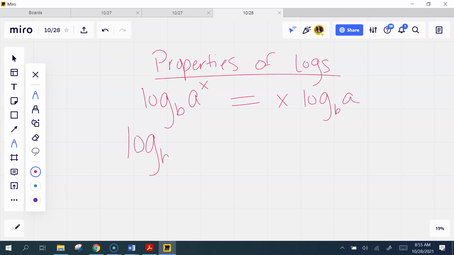If I am multiplying two things together that are both applied to this log, I can split this apart because logs are exponents, and when you're multiplying with the same base, what do you do with the exponent? You add them, so you can split it up. Log base b of x times y is log base b of x plus log base b of y. Plus, not times.